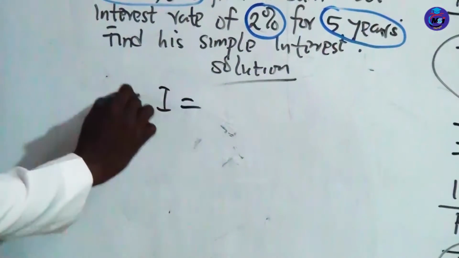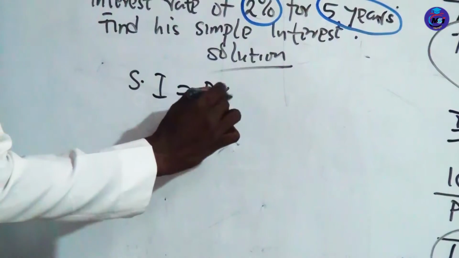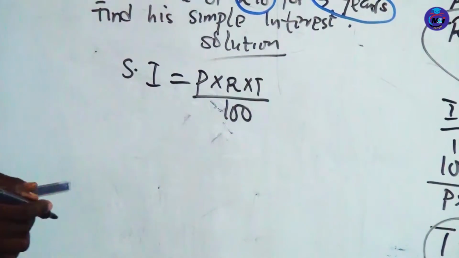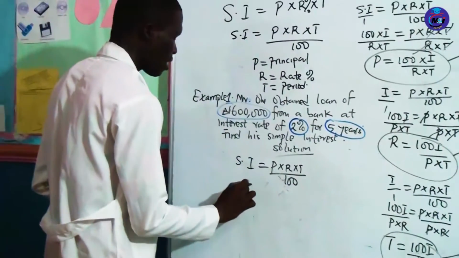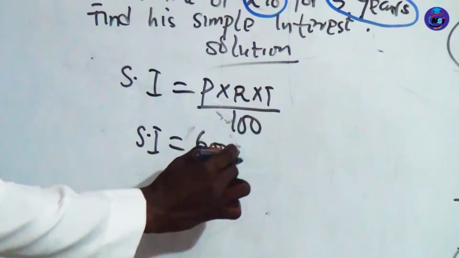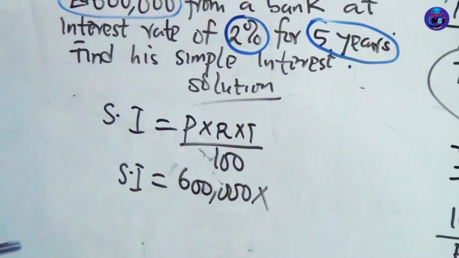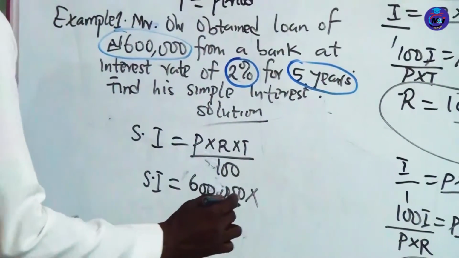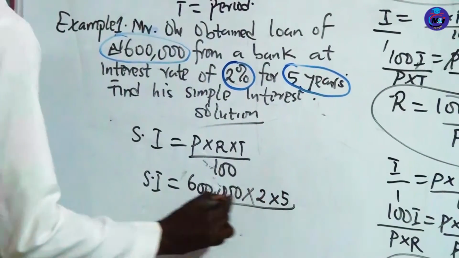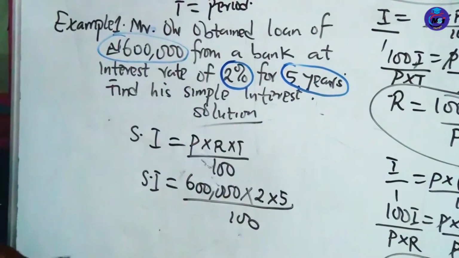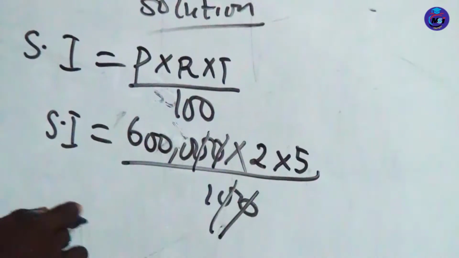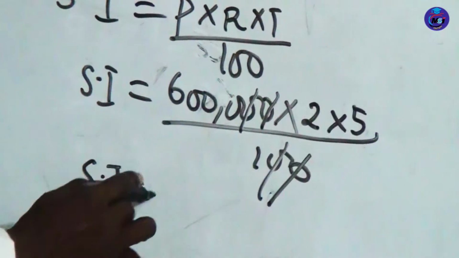Our interest, which is simple interest, is P times R times T all over 100. Am I right? Now, for simple interest, P is 600,000 times R. R is the interest rate, which is 2, times 5 divided by 100. This 0 will cancel this 0, and this 0 will cancel this 0. Simple interest will give us 6.